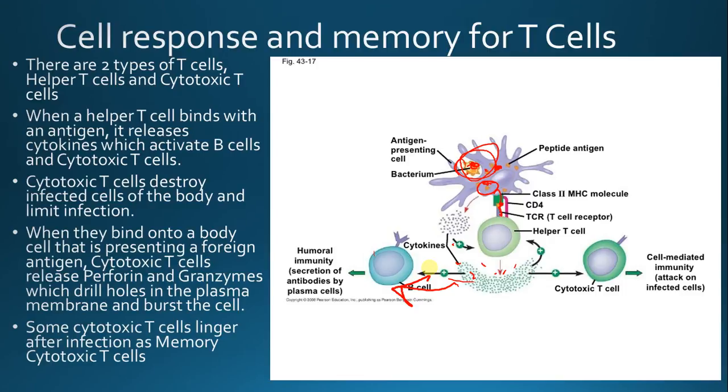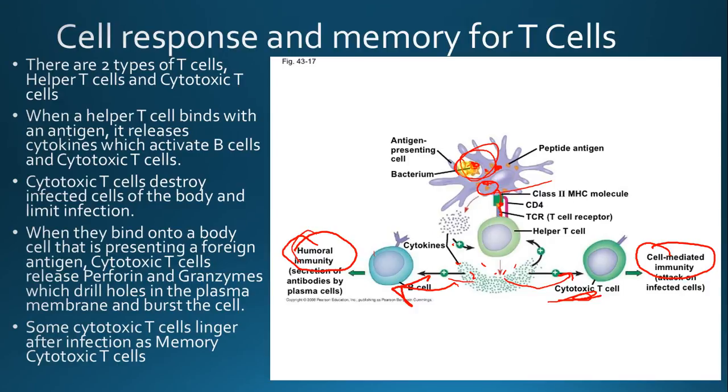They're helping out the B cells, and the B cells can activate what's called the humoral immunity. So B cells and plasma cells that secrete antibodies are part of the humoral immunity. And helper T cells also activate what are called cytotoxic T cells, cell-mediated immunity. What cytotoxic T cells do is they destroy infected cells. So if this bacteria would infect one of my cells, it destroys that cell.